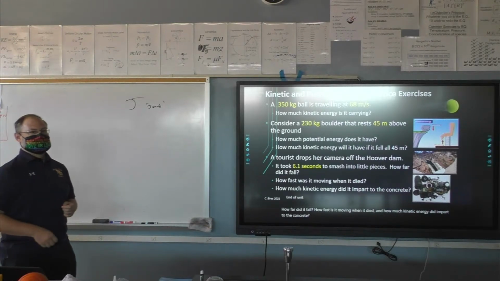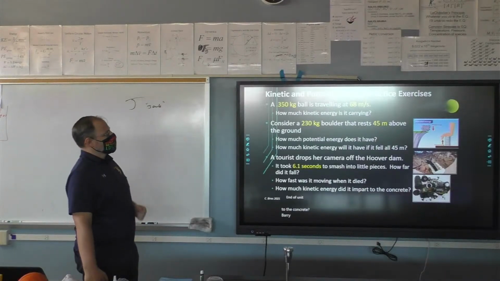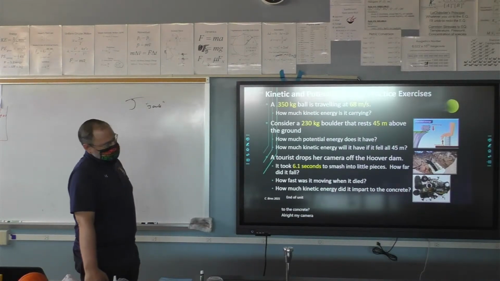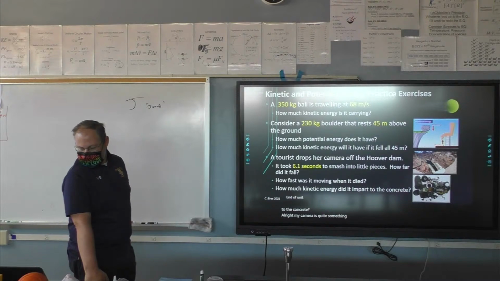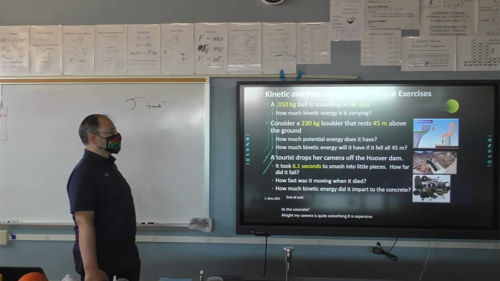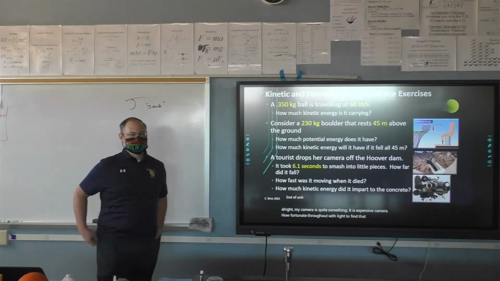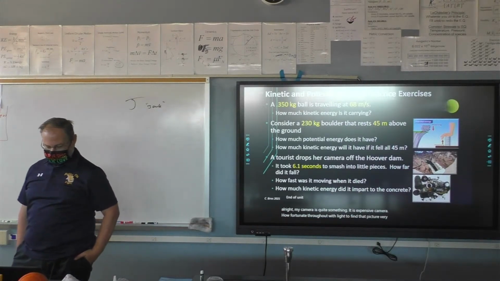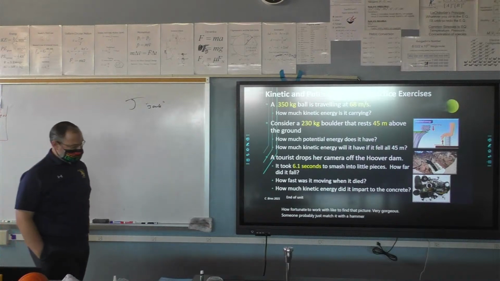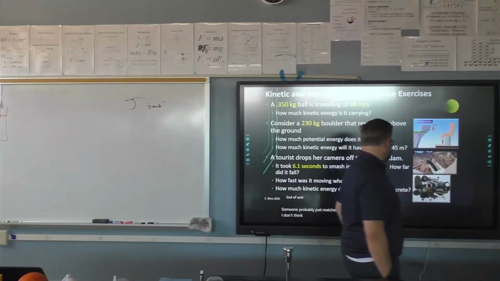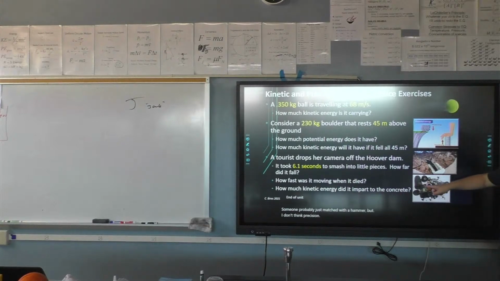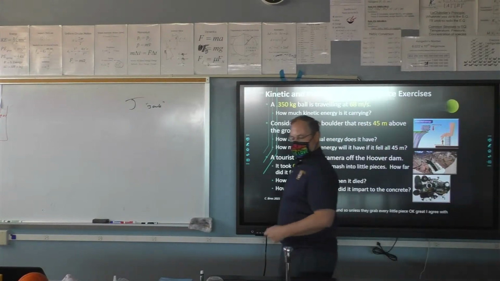That camera is quite something. It is. Expensive camera. How fortunate was I to find that picture? Very fortunate. This is insane. I mean, someone probably just smashed it with a hammer, but I don't think so. Because the lens is squished oblong, like a whole thing just went. You are right, but it's on a white background, so unless they grab every little piece. Okay, great. I agree with you. Move on. Let's do the exercise.